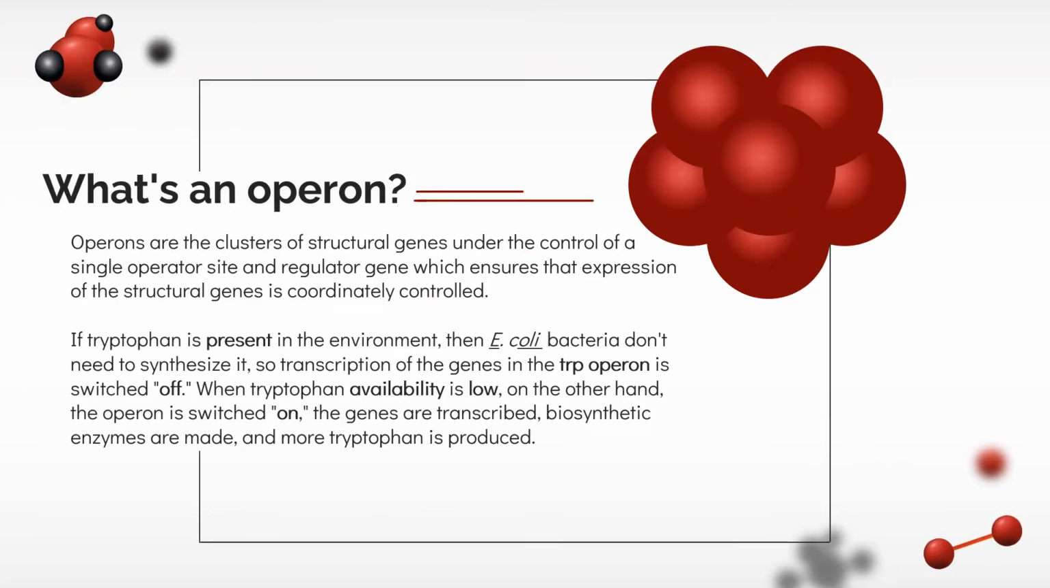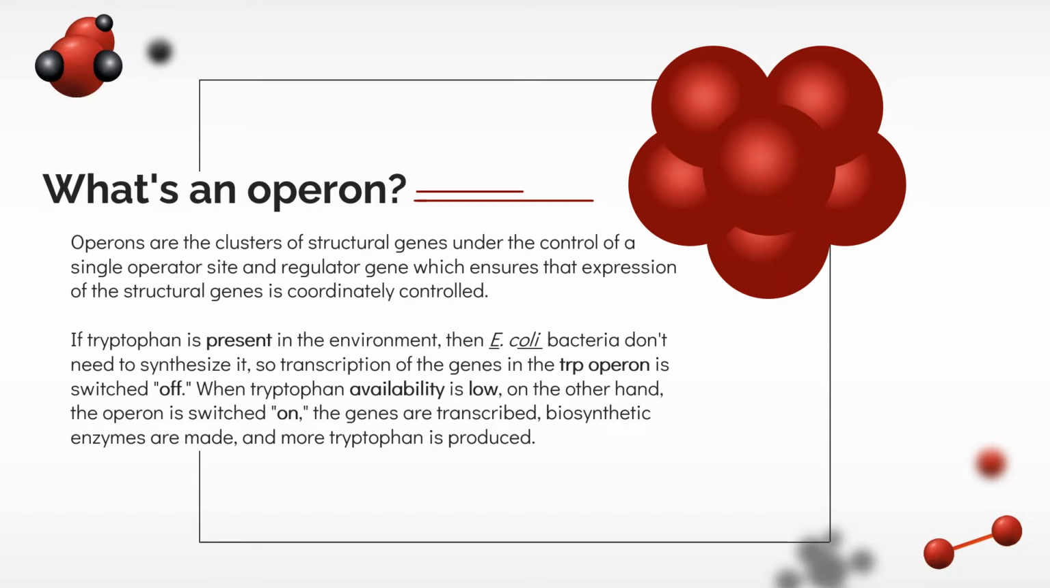So the first question is, what is an operon? Operons are clusters of structural genes, which means these genes are together in a group, under the control of a single operator site and a regulator gene, which when working together ensure that the expression of these structural genes is coordinately controlled. The trp operon is a type of operon, a prokaryotic gene regulation process which is related with the synthesis of the amino acid tryptophan.